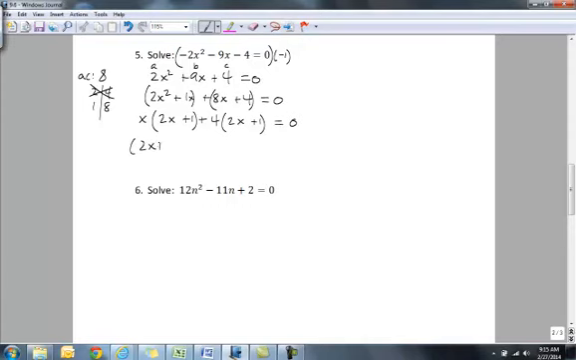So it's 2x plus 1 times what's left over, which is x plus 4. And that equals 0. Final step here would be to use the zero product property. 2x plus 1 equals 0, x plus 4 equals 0. And now we solve. x is equal to negative 1/2. x is equal to negative 4.